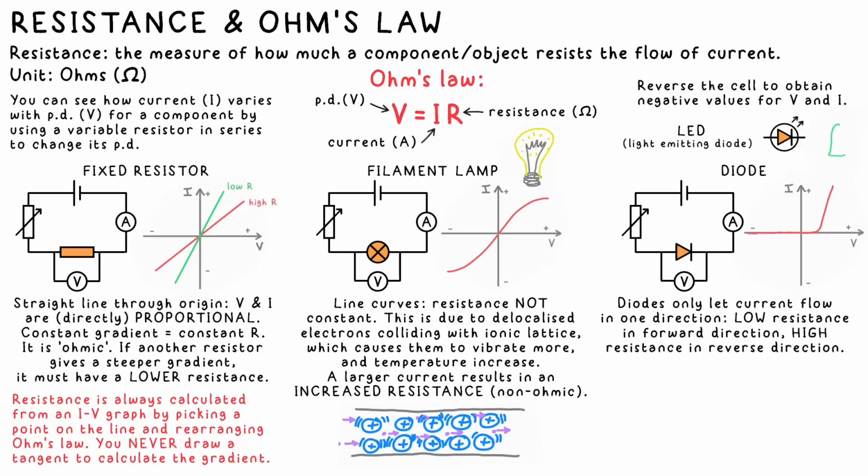An LED is a light emitting diode. Similar symbol, just with a couple of extra bits. These are what most lights in electronics are these days, rather than filament lamps. They act in the same way as a diode, so they give you the same graph, but they just happen to emit light as well.